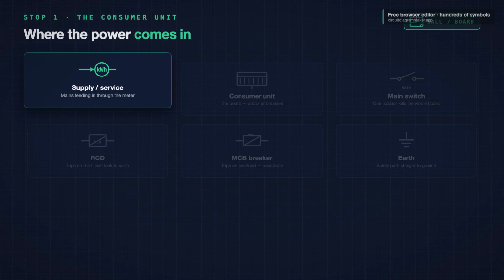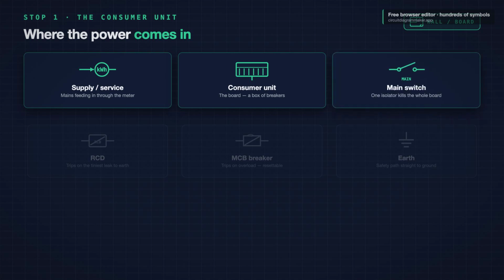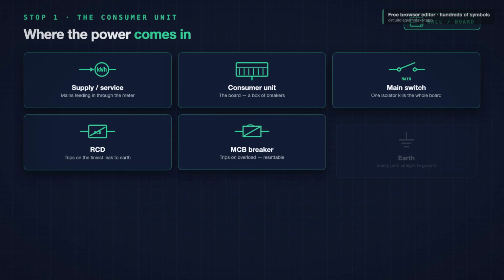The board itself is a long box with a row of breakers inside. Before those breakers sits the main switch, one big isolator that kills the whole board at once. And very often an RCD, a residual current device that trips on the tiniest leak to earth. Each breaker is an MCB, a small switch that trips when a circuit pulls too much current. And running out of the bottom is earth, the safety path, drawn as shrinking horizontal lines, plus the green bonding conductors that tie the pipework to ground. Supply, board, main switch, breaker, earth, the heart of the whole installation.